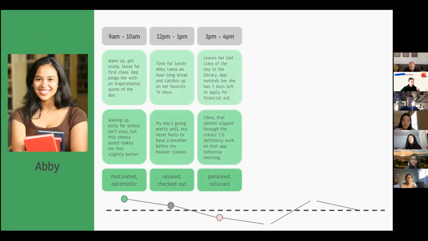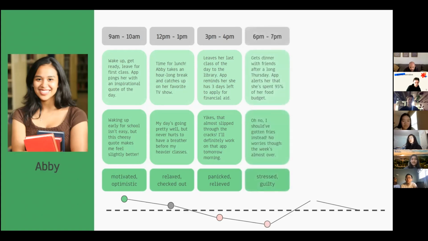After a long day of classes, she decides to head to the library. The app reminds her that she has 3 days left to apply for financial aid, which she would have forgotten about without the reminder. She feels simultaneously panicked, but also relieved. After she finishes work for the day, she decides to get dinner with her friends on a long Thursday evening. The app alerts her that she spent 95% of her budget on food. She thinks, oh no, I should have gotten something cheaper instead. But since the week's almost over, she's not feeling too bad.